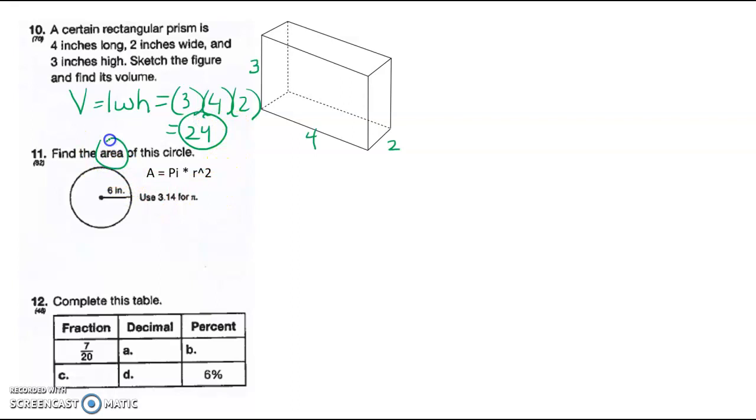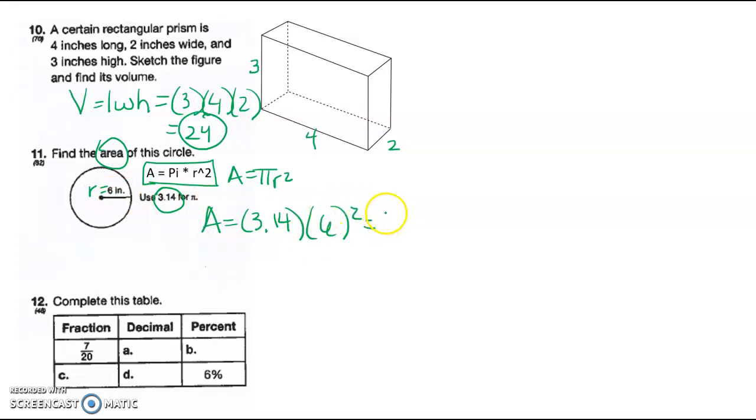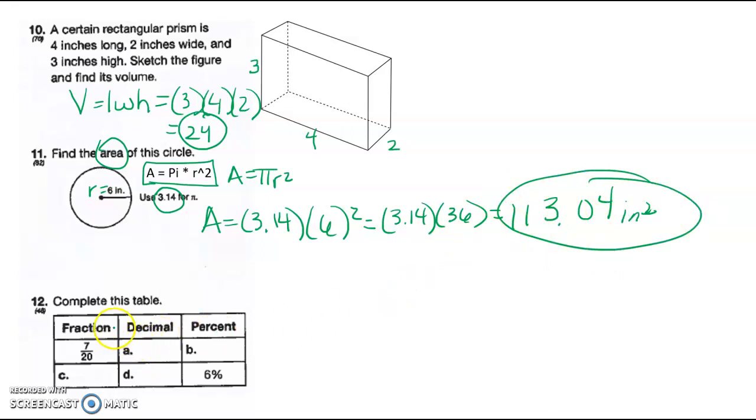Number 11 says find the area of a circle. Again, you should have this formula, and this is it written out, or this, it's the same thing. They say use 3.14 for pi, and r is 6. So area is 3.14 times 6 squared, which is 3.14 times 36, which is 113.04 inches squared. But as long as you get the number right now, that's really what I'm looking for.